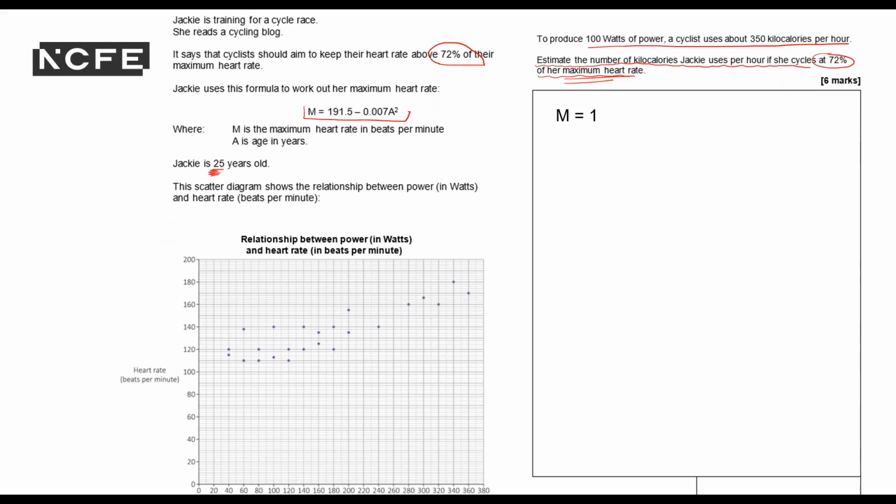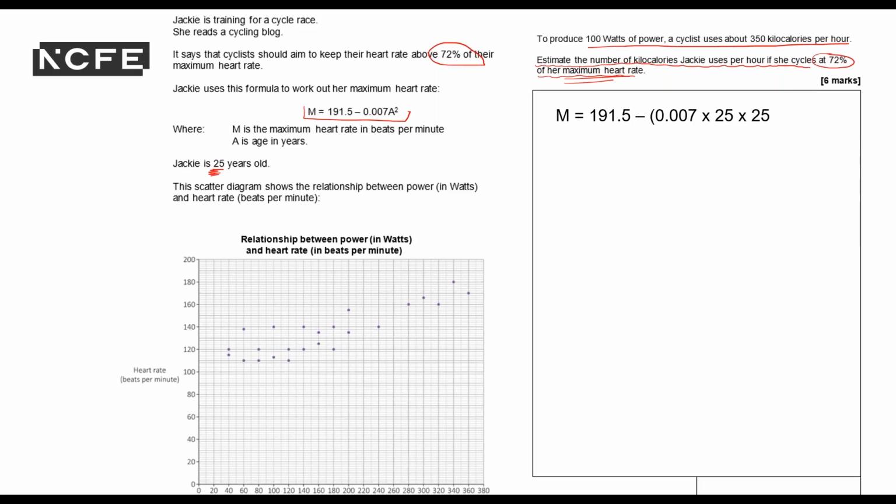So 191.5 take away 0.007 a squared. A is 25, so it's 25 times 25. So I'm going to put brackets around this. That's 0.007, just to remind myself of the order in which to do things, times. My calculator doesn't have a squared button on it, so to do squared, I'm just going to do times 25.